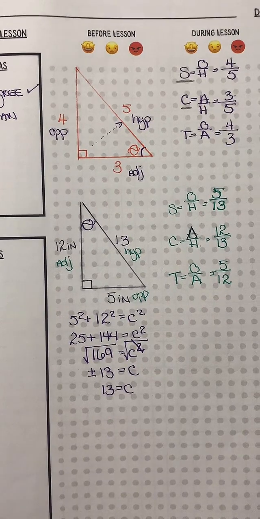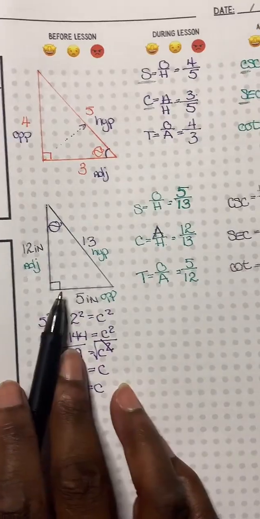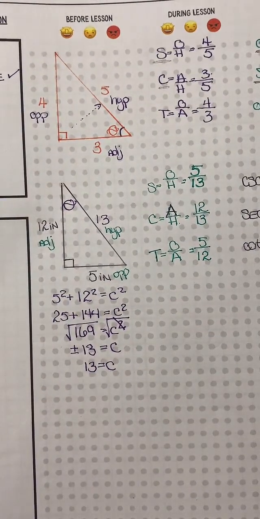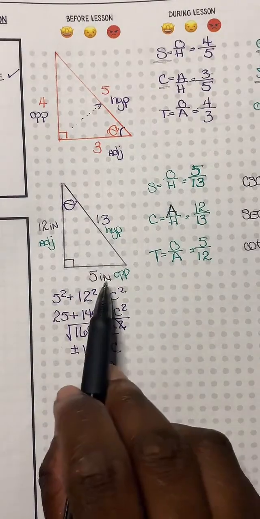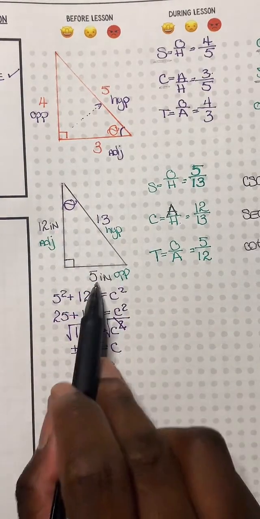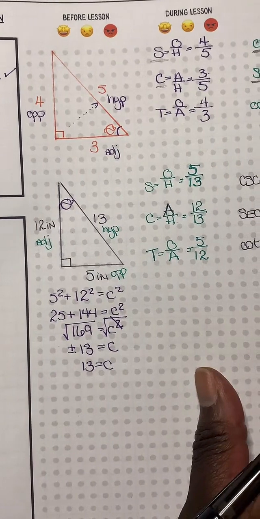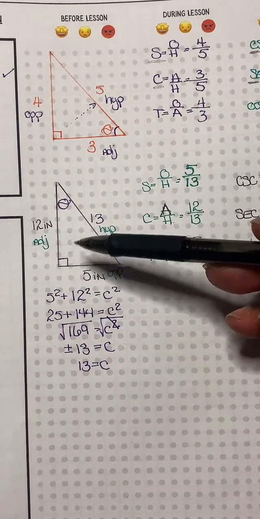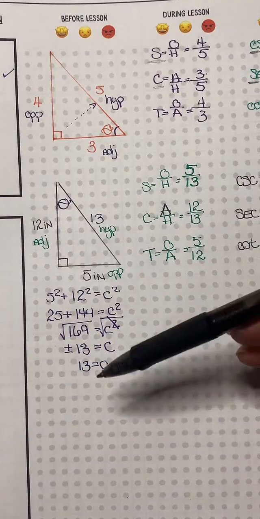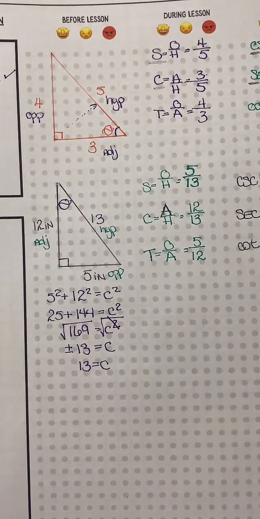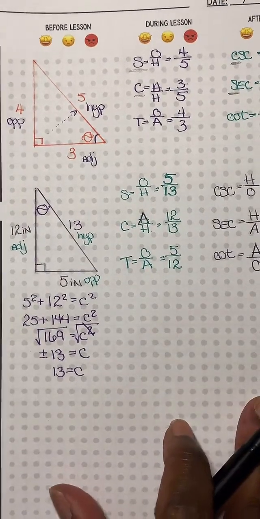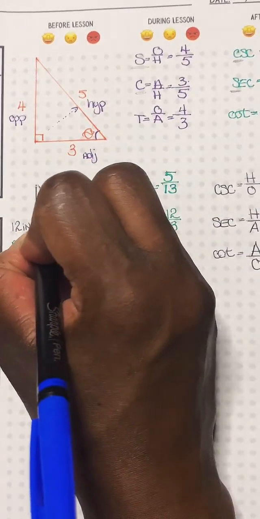Okay, good. All right. So if we want to find what theta is for this one, we got options. Since we know all three sides, we could find this by using sine, by using cosine, and by using tangent. Hell, we can find it all three ways. Why not? All right, so this is our theta.